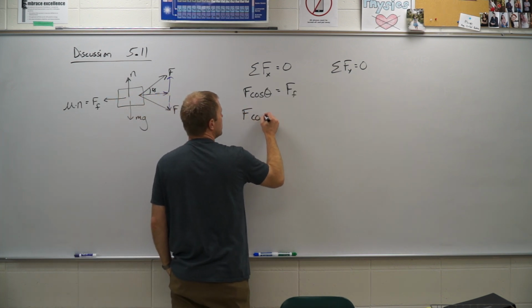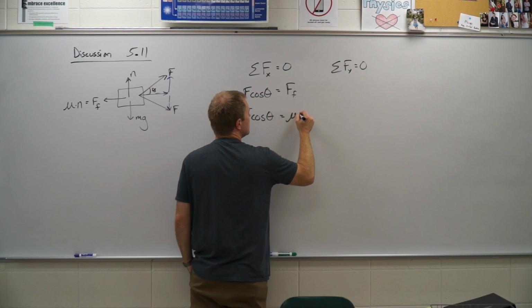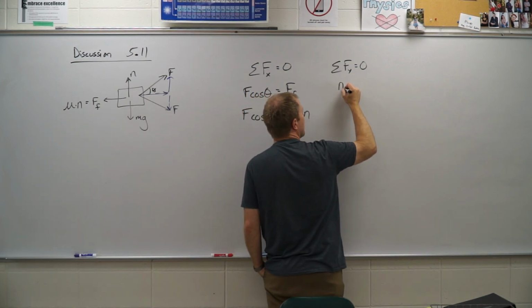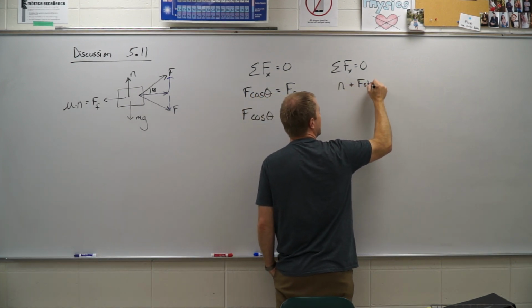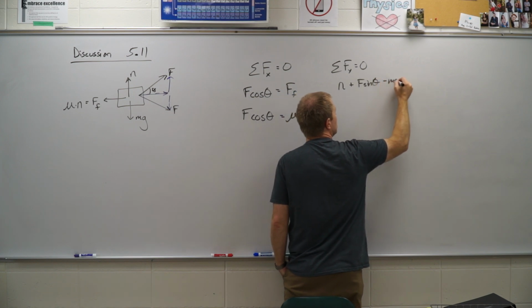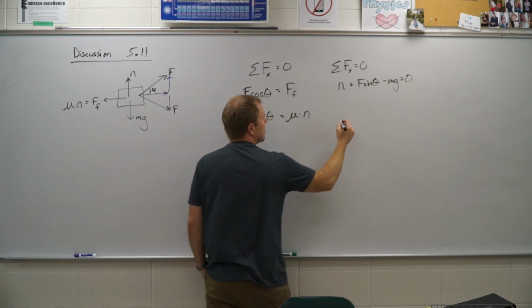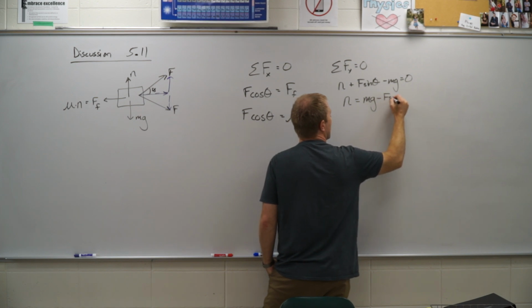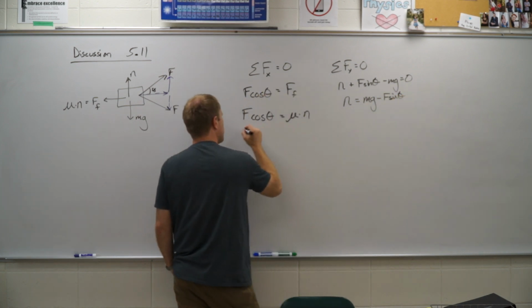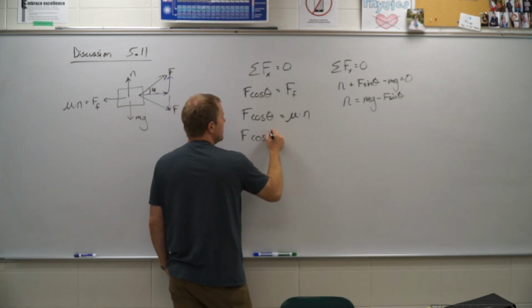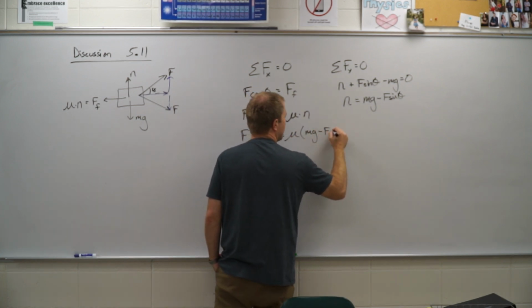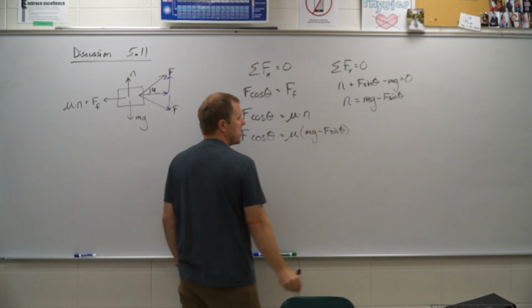So I have F cosine theta equals mu times the normal force. I'm going to need to solve for the normal force here. So I have normal force plus F sine theta minus mg equals 0. So I should be able to solve for the normal force being mg minus F sine theta. Bringing that over here, now I have mu times (mg minus F sine theta).